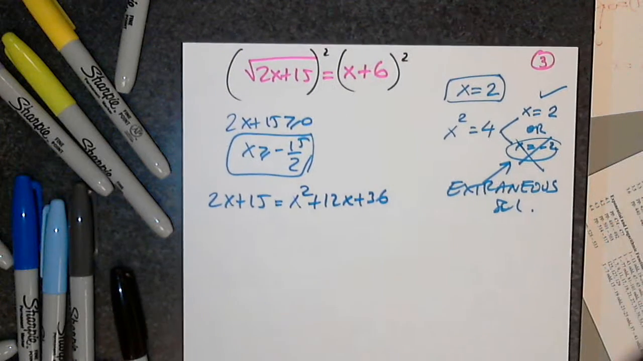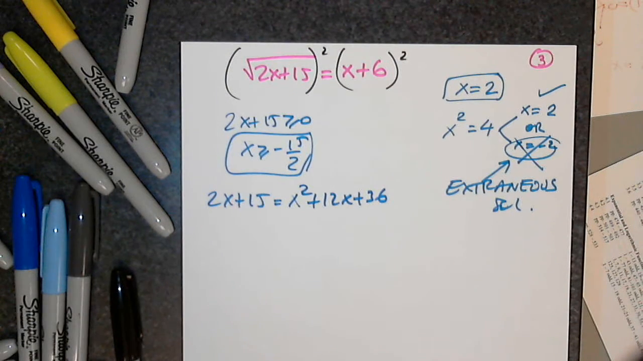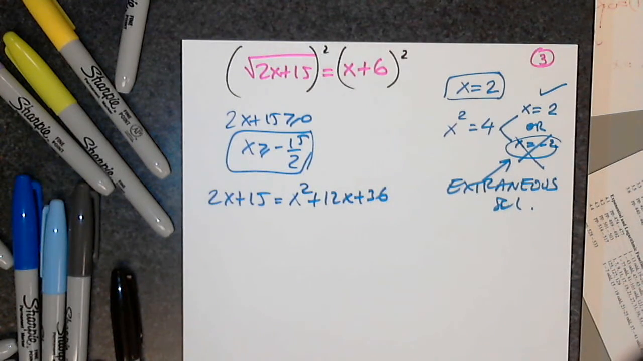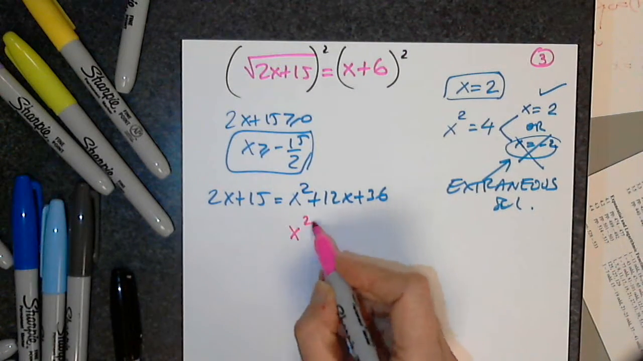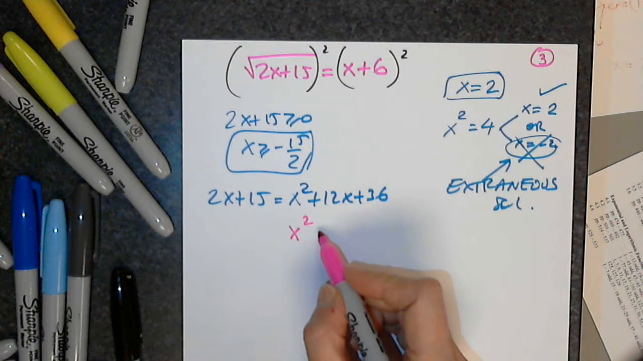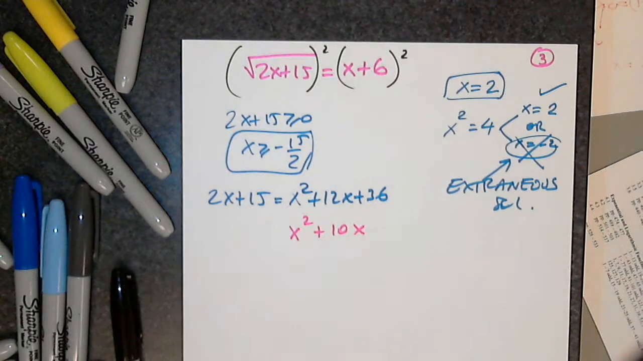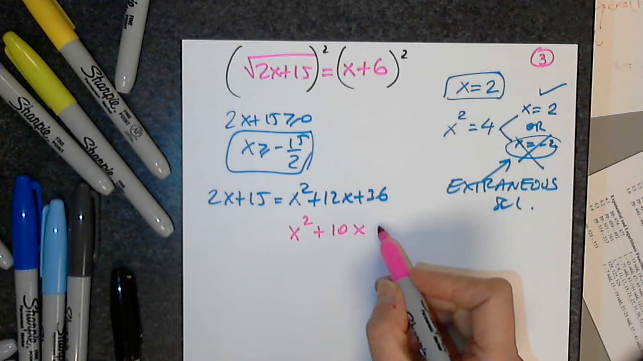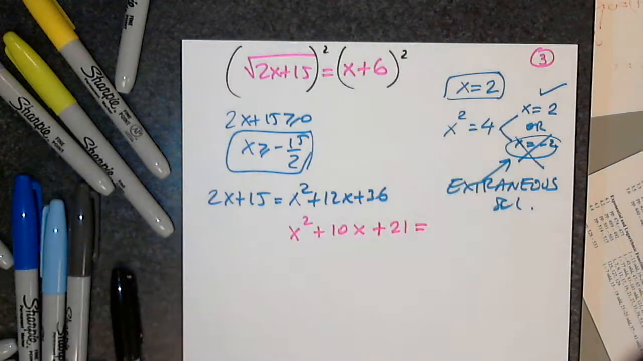What type of equation is this, and how do I address it? No, it's no longer radical, but it's called a quadratic equation. And what do I do with the quadratic equation? Set it equal to 0. So I have x squared. Please subtract 2x from both sides. 10x. Plus 10x. Please subtract 15 from both sides. Plus 21, and then equals.